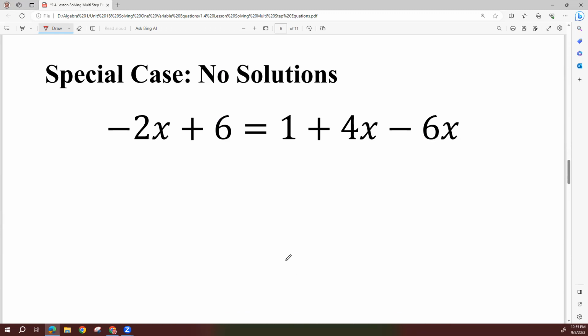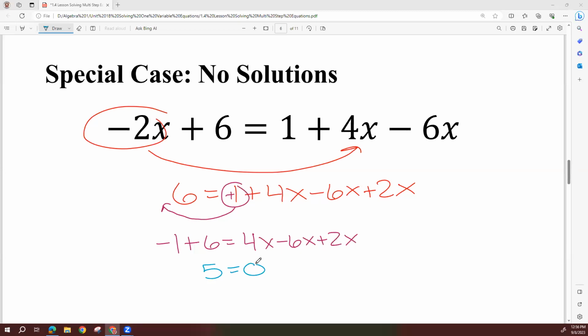The other special case is when we don't have any solutions. That means there's no number I can plug in for x that will make both sides of this equation equal to each other. So I'm going to pause here and write the solution down, and then I'll show you what it means to be no solution.